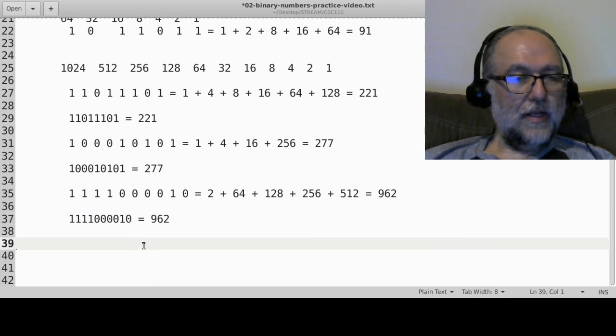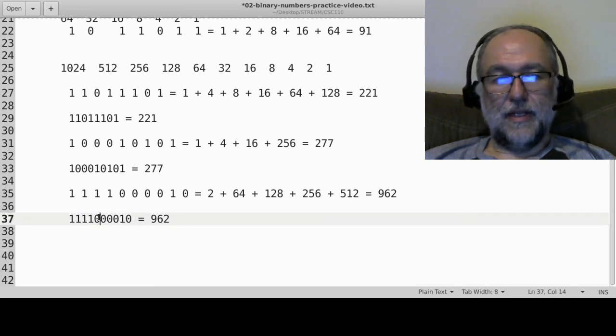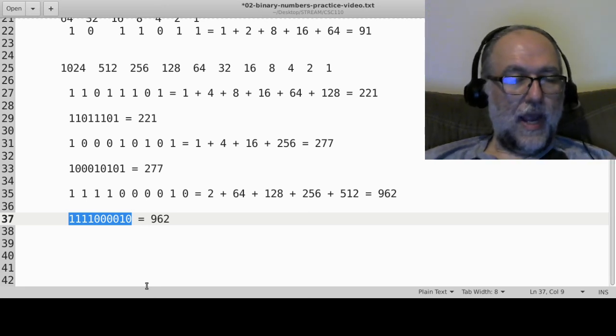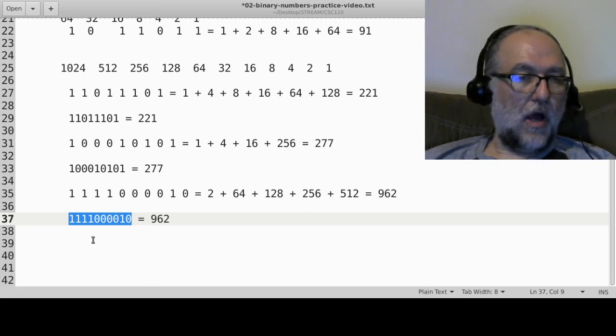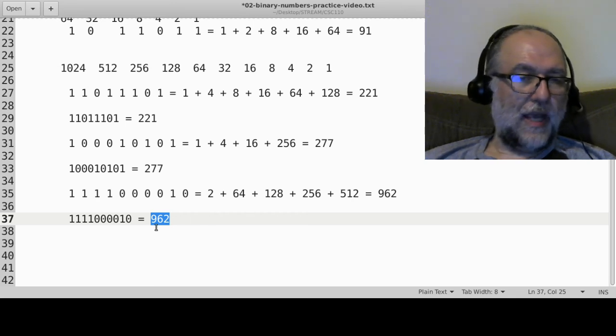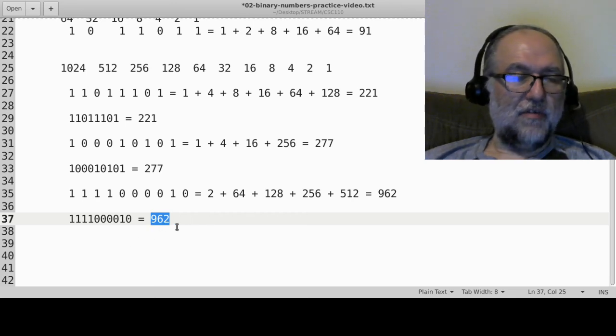Now, I think you realize that binary numbers have a lot of digits in them. The reason is that the columns don't increase that fast, so it takes a lot of digits before you get up to a number like 962.